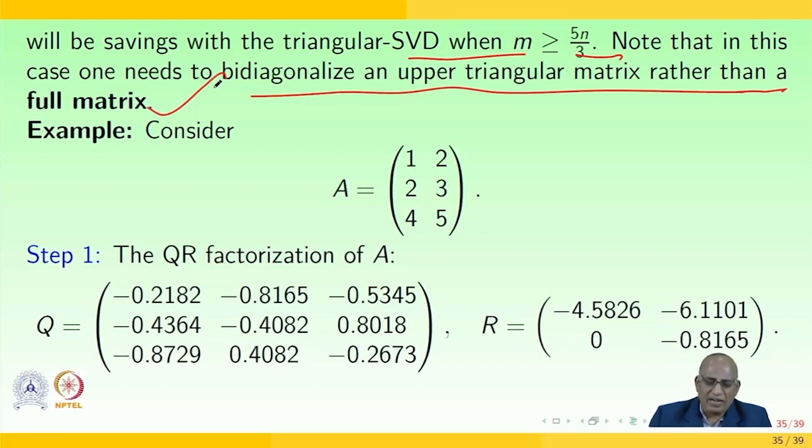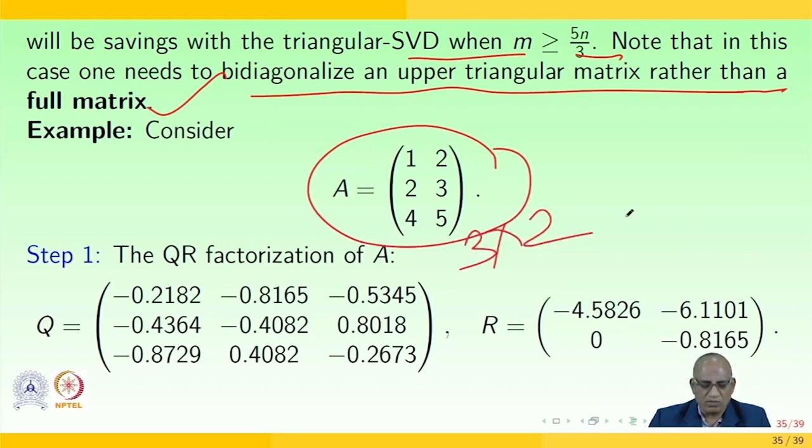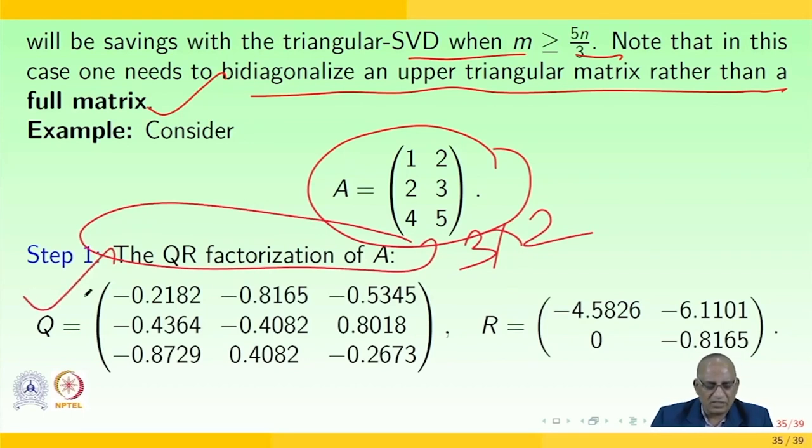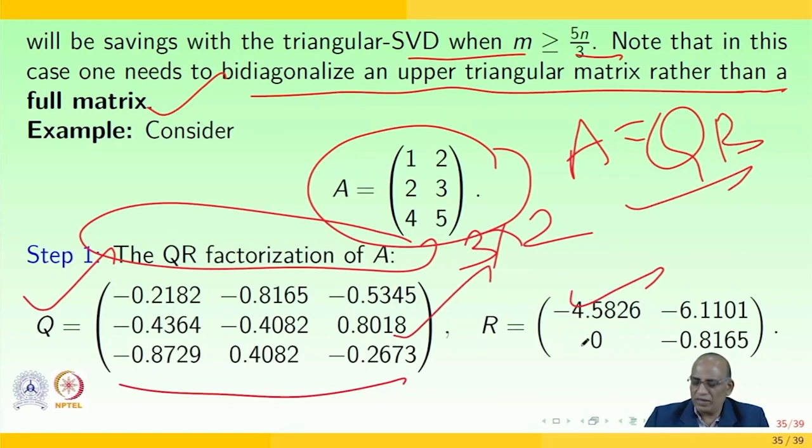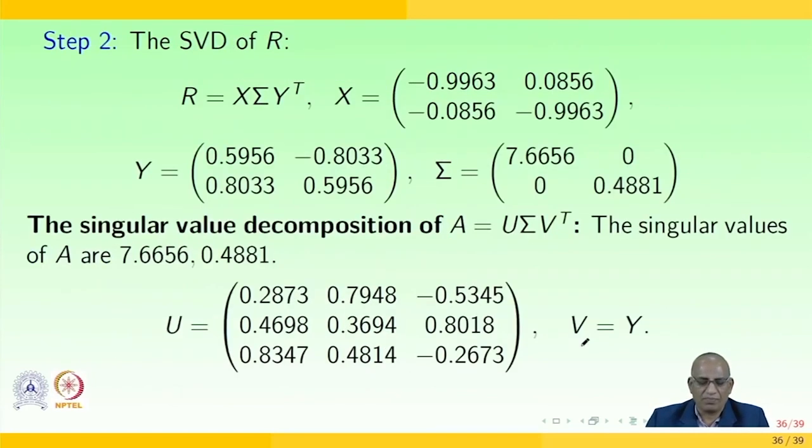We can demonstrate this by using a simple example, a matrix with three rows and two columns, 3 by 2. The QR factorization of this matrix turns out to be like this. I will leave this as an exercise, and you do get the matrix R the way we did it previously. So A is equal to Q times R. These are the two matrices which I get over here.